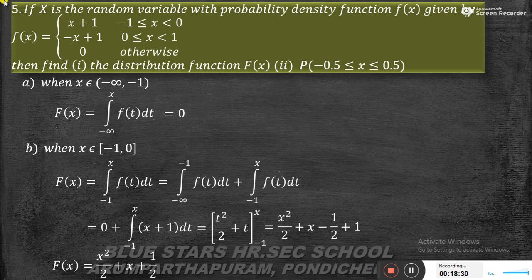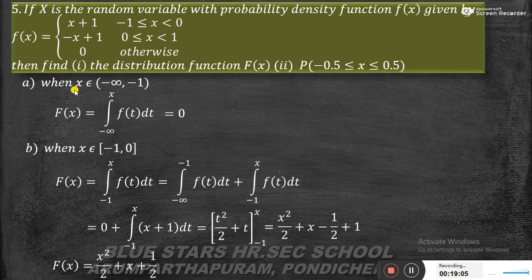So now we discuss the fifth problem. If x is a random variable with the probability density function f of x given by f of x equal to x plus 1 for minus 1 less than or equal to x less than 0, and minus x plus 1 for 0 less than or equal to x less than 1, and 0 otherwise. That means when x lies between minus 1 and 0 the function is x plus 1, when x lies between 0 and 1 the function is minus x plus 1, otherwise 0. Then find the distribution function capital F of x, and next the probability of minus 0.5 less than or equal to x less than or equal to 0.5.